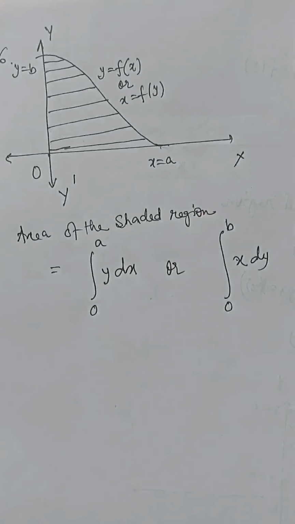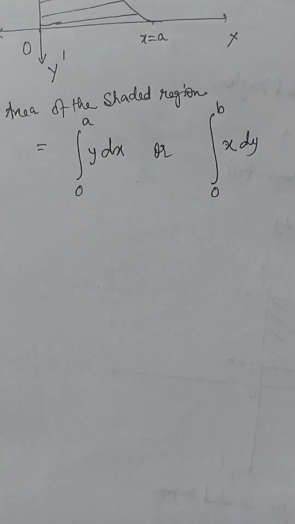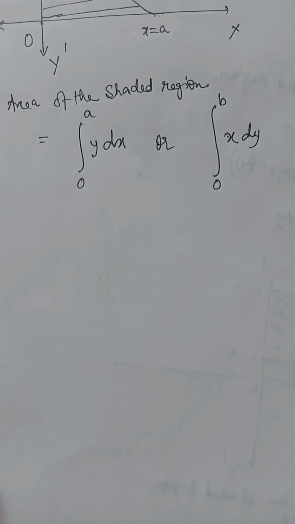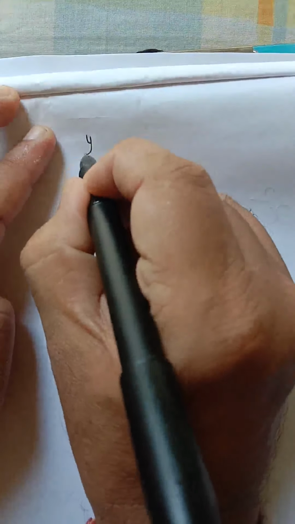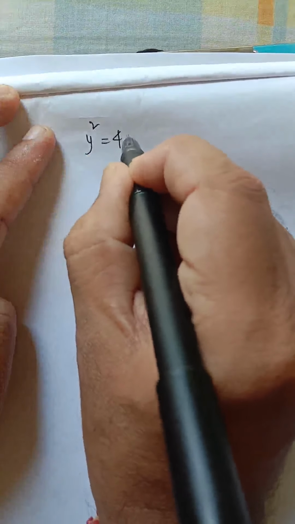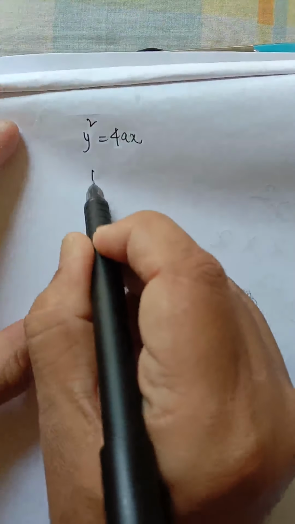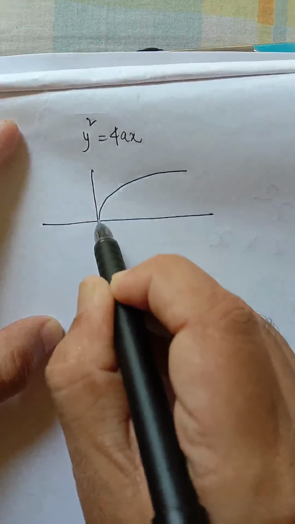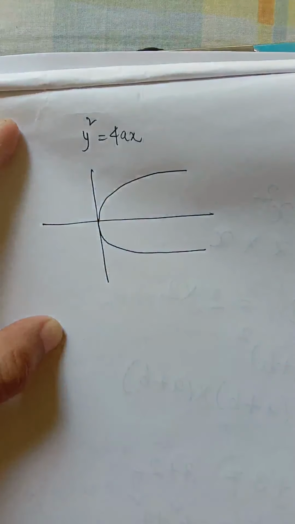And now let us take some simple questions of area under the curves. Before solving some questions, first of all, let me show how to draw rough sketches of some standard graphs. Let us start with y square equal to 4ax. We know y square equal to 4ax is the standard equation of a parabola. Its rough sketch is like this.